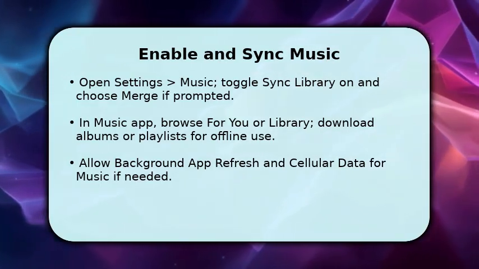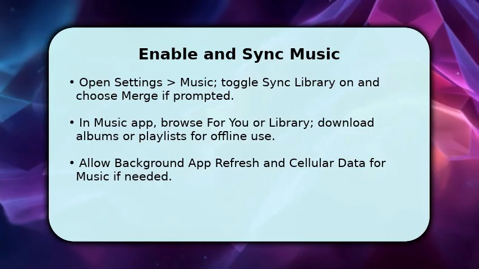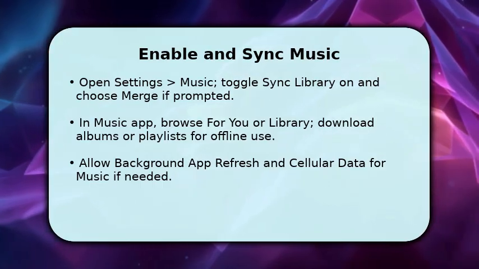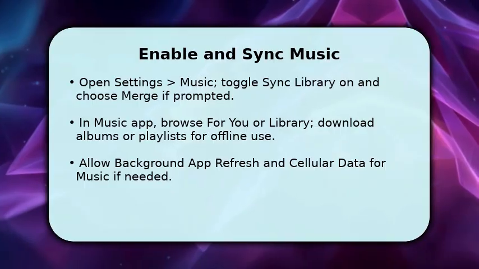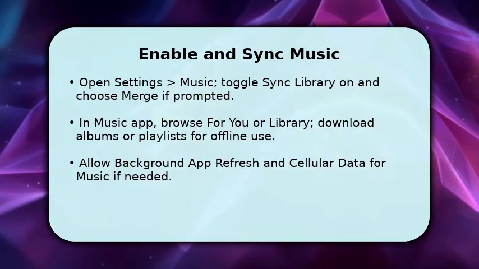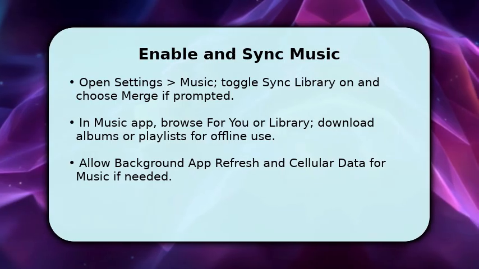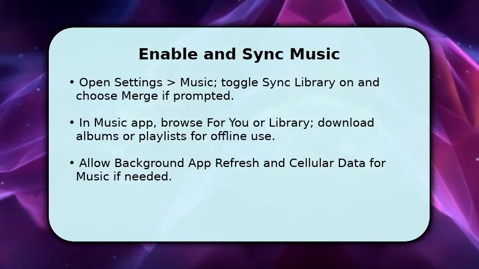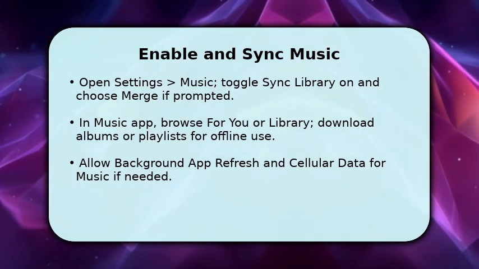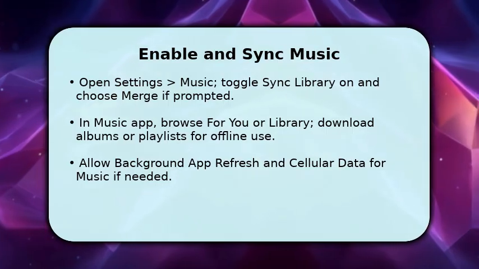Then open the Music app, navigate to Library, Playlists, or For You to locate items and tap the download icon to store offline. Make sure background app refresh is permitted and cellular data for music is set if you want on-the-go streaming. These steps ensure songs appear and stay available.